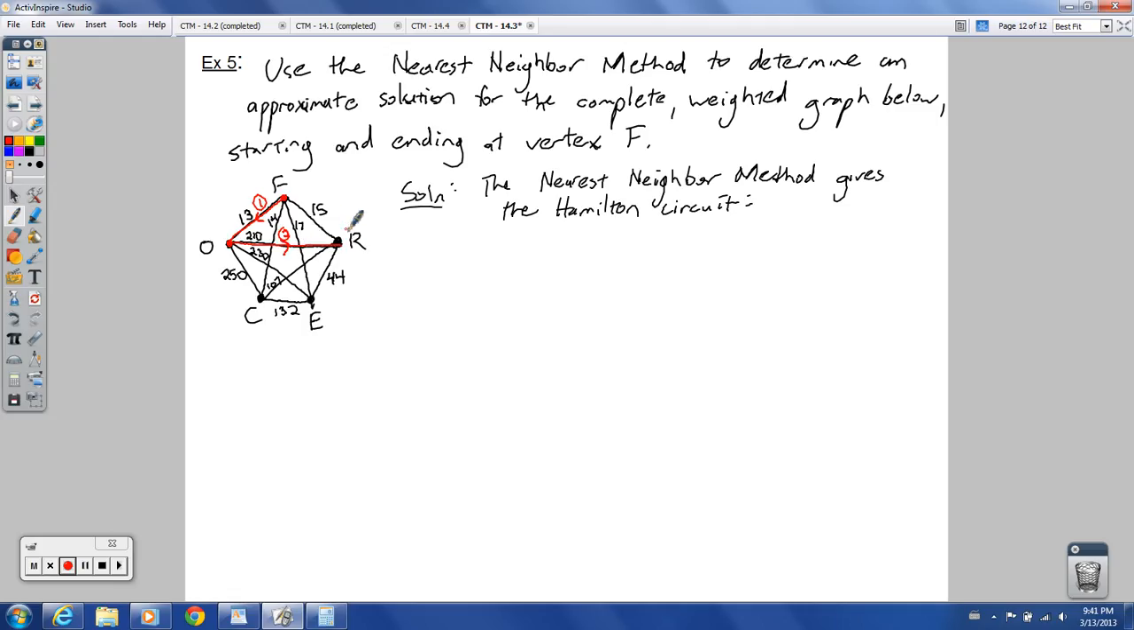Going in that direction. Now we're at R, and then can't go back to F, can't go to R yet, or to O, can't go back to O. I need to pick C or E. Of those two, E is the smallest value, or that edge connecting those two is the smallest. And now that I've visited F, O, R, and E, I have to go to C. That one I haven't visited yet, so I have to go in that direction.